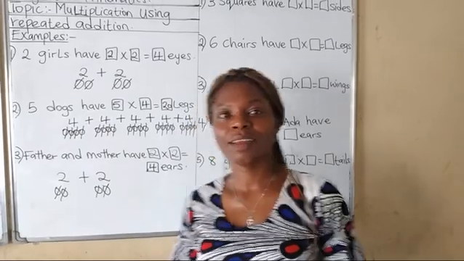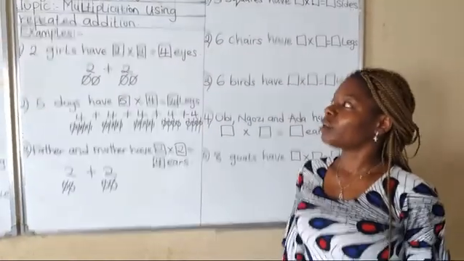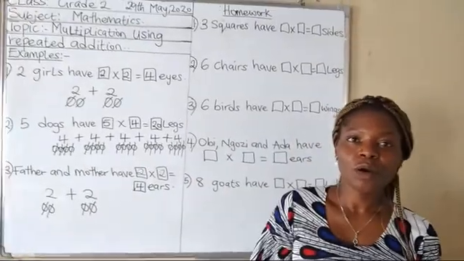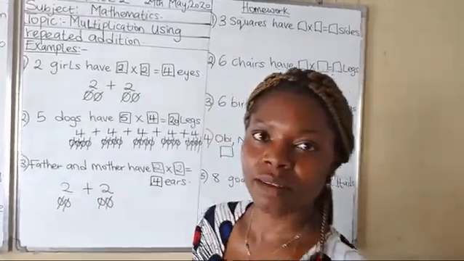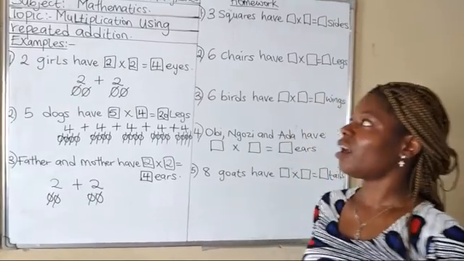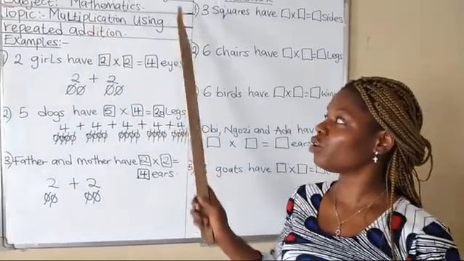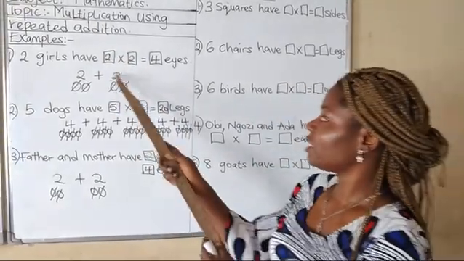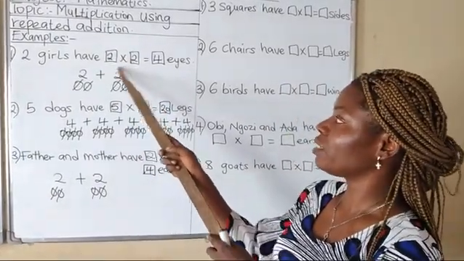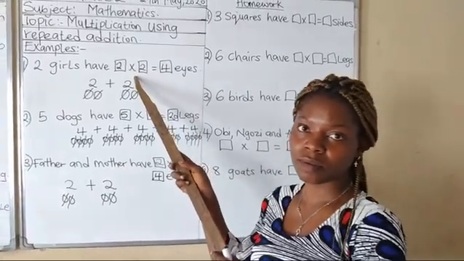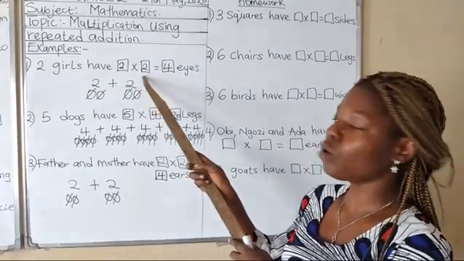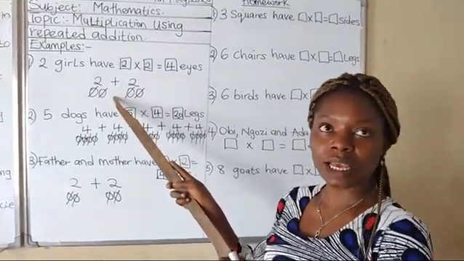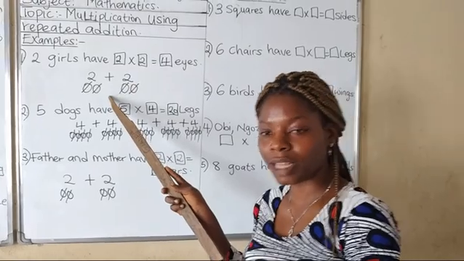Question. Okay. Since you don't have any question, let me ask you my own question. What is the topic for today? Our topic today is what? Multiplication using repeated addition. This here, is it multiplication or repeated addition? From here, it is what we call multiplication. And down here is what we call repeated addition. Do you understand?